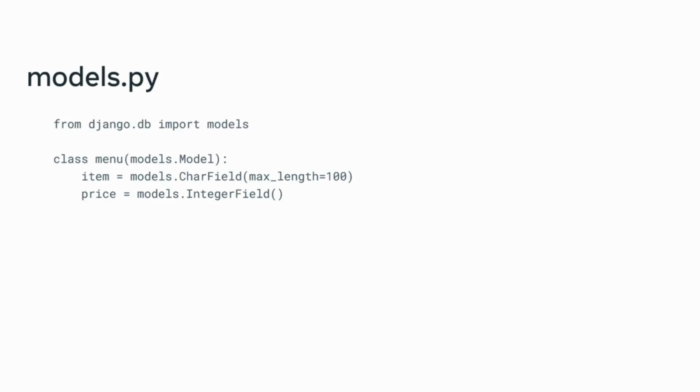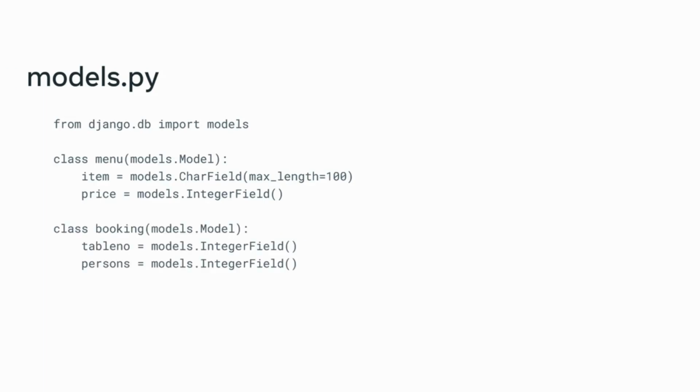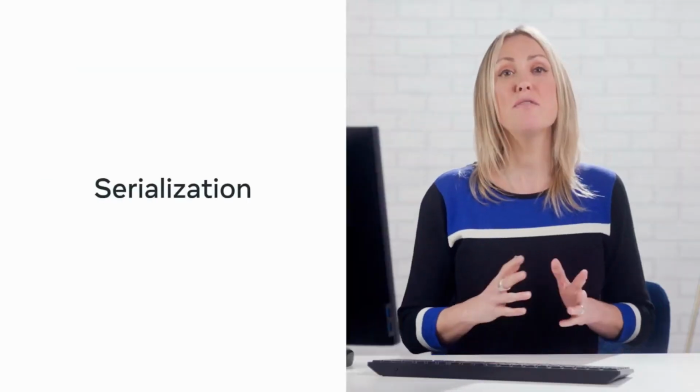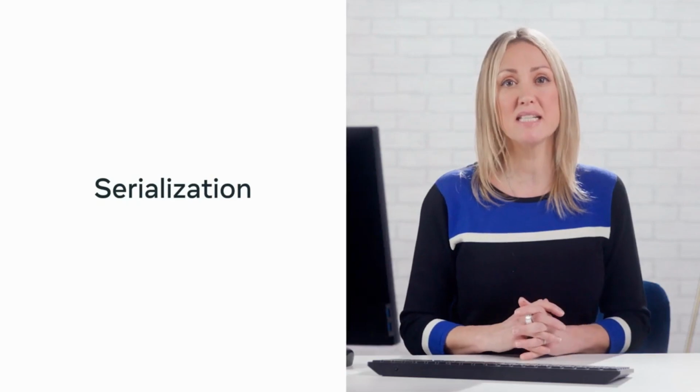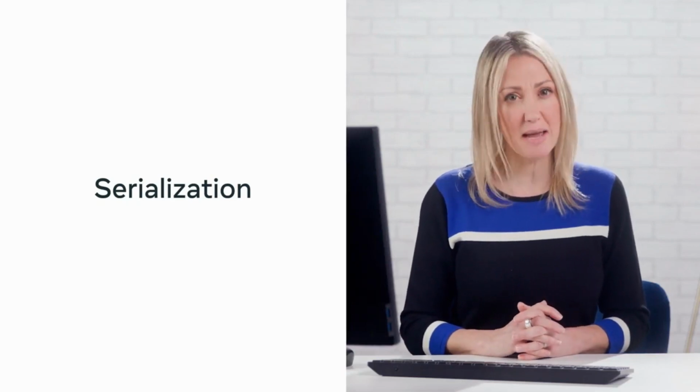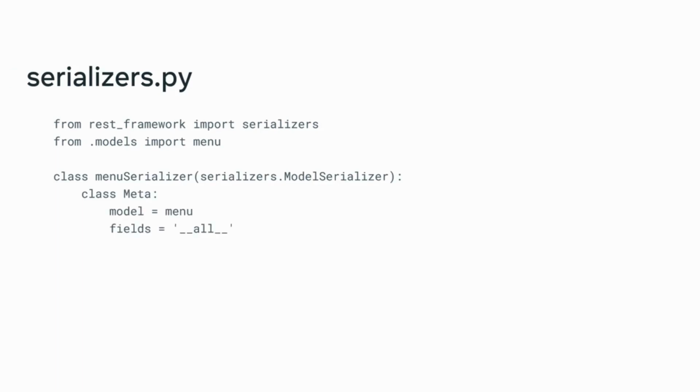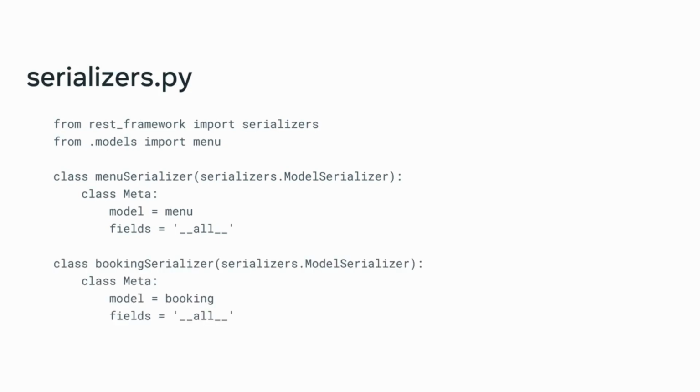The next step is to make sure that the menu model and booking model classes are declared in the models.py file and that they have been migrated to the database. You may recall that serializing the model data to JSON is an essential step in the process. Import the model serializer class and declare its subclass corresponding to the models in the app. Similarly, you can create a booking serializer class. Save these classes in the serializers.py file.